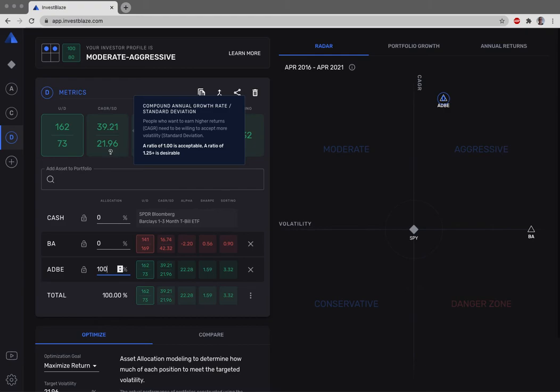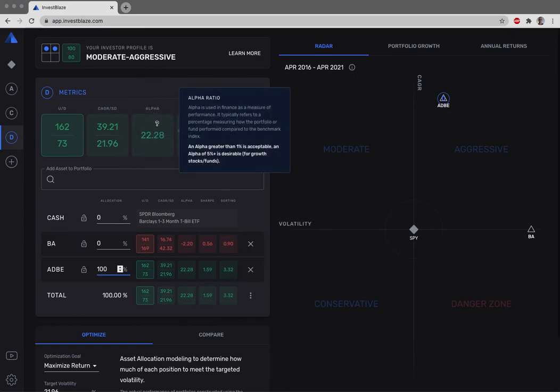Everything we do to make it green, if you look at the bottom here, the ratio of 1.00 is acceptable. That would be yellow. A ratio of 1.25 plus is desirable. That turns it to green. So you want your compound annual growth rate to exceed your standard deviation. If not, it turns red, as you can see down here. Boeing has a 16% compound annual growth rate for the last 5 years, but 42% volatility. That's inverted, and you really don't want that. So anything less than 1.00 would be red. So caution big time, right?